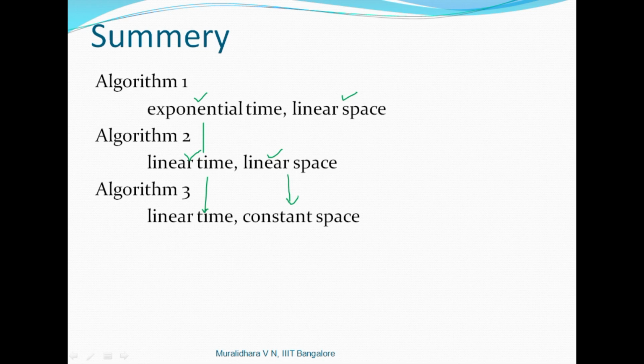So in the first algorithm we could go up to 40, in the second algorithm we could go up to 1 million, and in the third algorithm we are able to go up to 1 billion. So using the third algorithm, f of n can be computed for n up to 10 to the power 9. So the third algorithm is more efficient than the second algorithm, and the second algorithm is certainly much more efficient than algorithm 1.